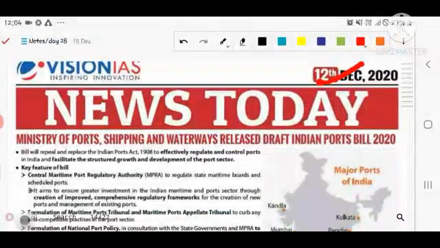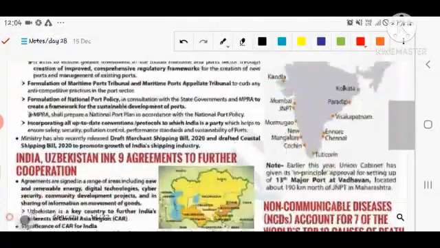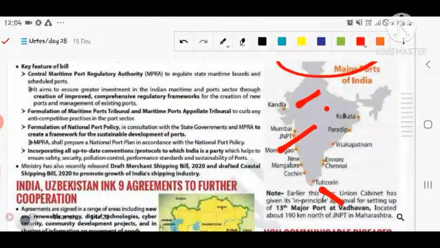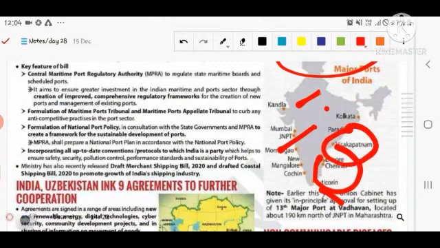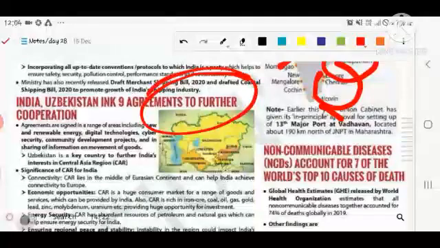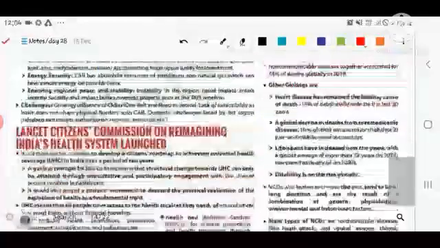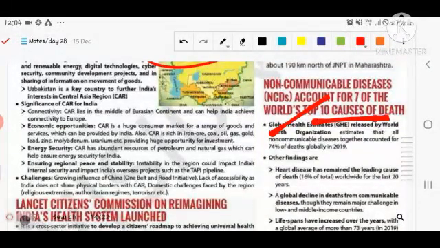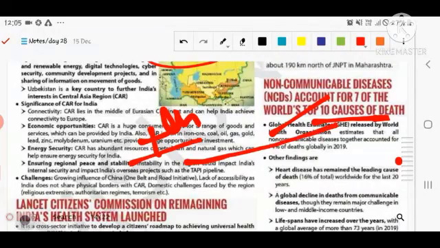Now the news today, it is 12th December 2020. The Ministry of Ports, Shipping and Waterways has drafted the India Port Bill 2020. That is why it is news, and the major ports are Kandla, Mumbai JNPT, Mormugao, New Mangalore, Cochin, Tuticorin, Ennore, Chennai, Visakhapatnam, Kolkata, like that. Second news, nine agreements were signed between India and Uzbekistan. Next, non-communicable diseases, also known as lifestyle diseases, account for seven of the world's top causes of death.